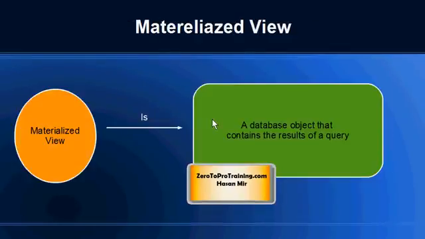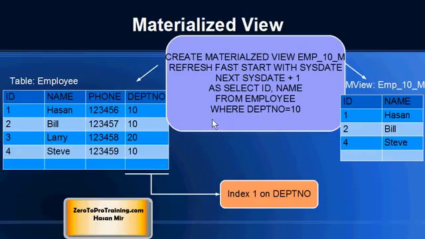A materialized view is defined as a database object that contains the results of a query. If you want to gain a performance advantage, then creating a view is not going to give you that. You might want to create a materialized view. So what is a materialized view in comparison with a view?